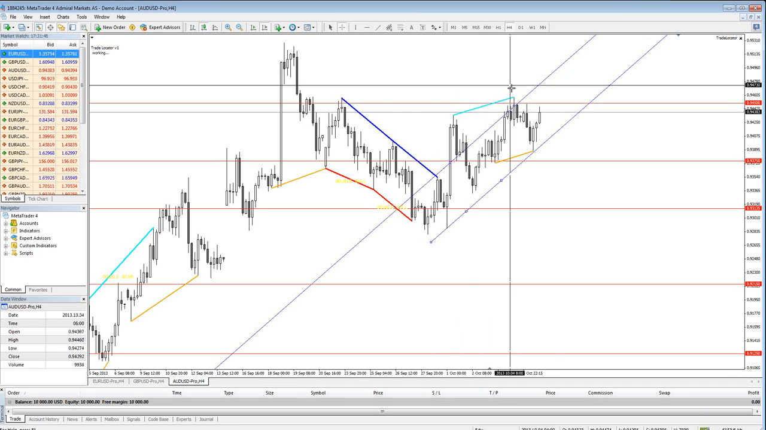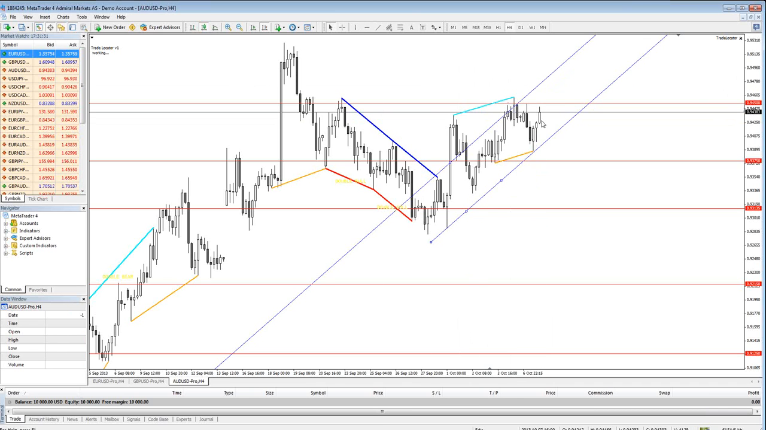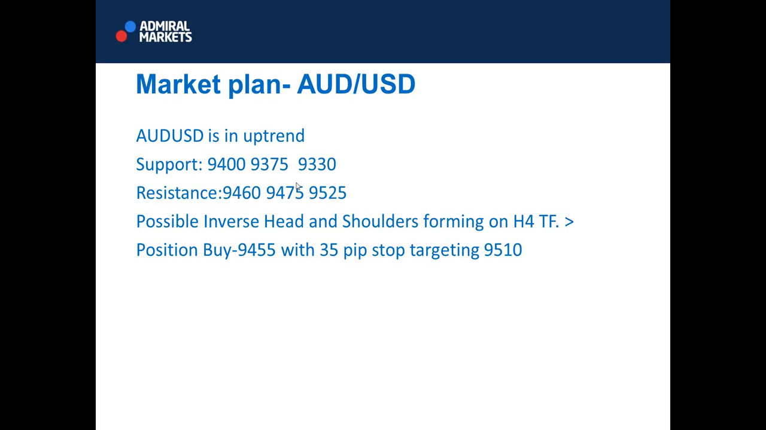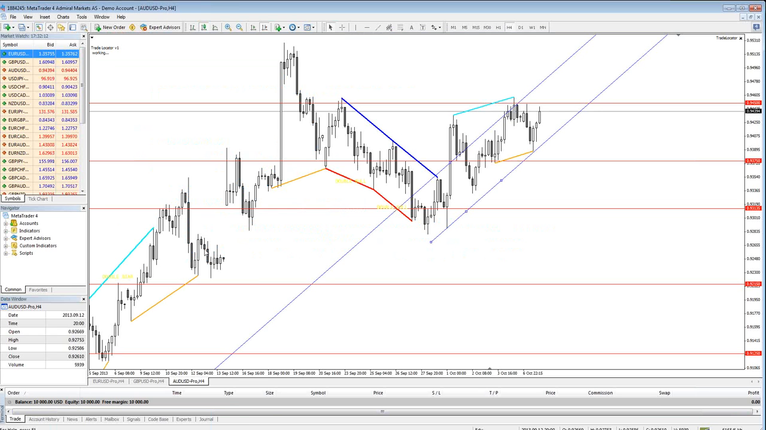Why am I thinking that? Because we have a nice divergence over there. Only two candles after this divergence. This is uptrend. This is hidden bullish divergence. As you all know, what is hidden bullish divergence? It is a continuation of uptrend, of a trend. So position buy 94.55 with 35 pip stop targeting 95.10. Those are setups that can be very valid.